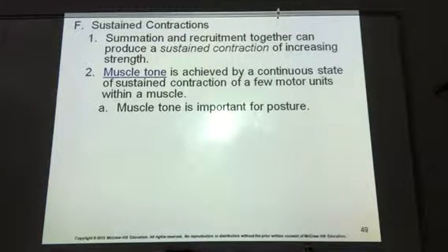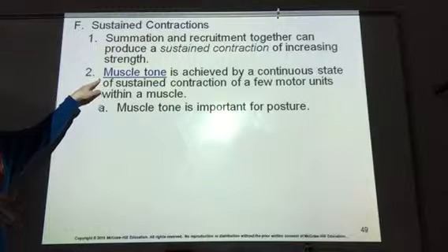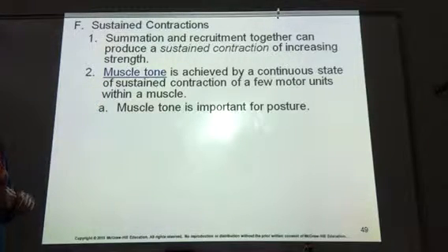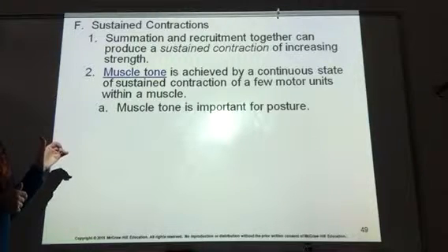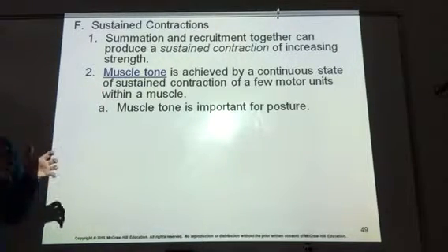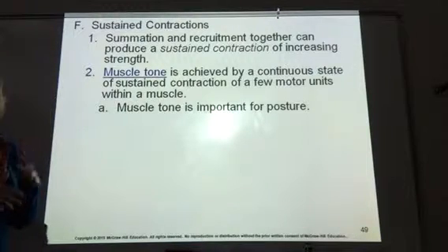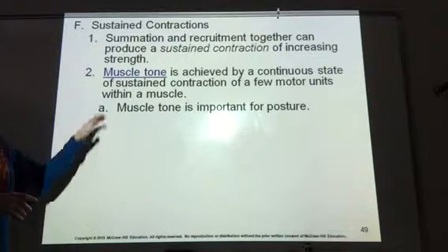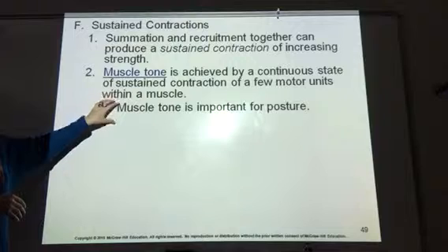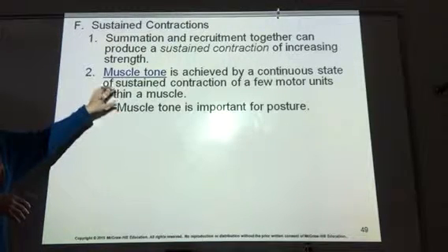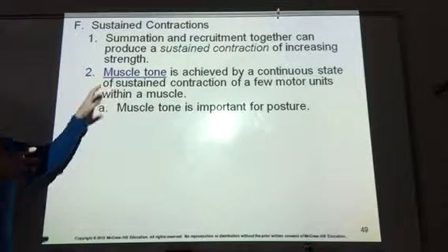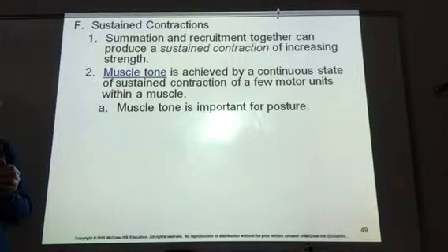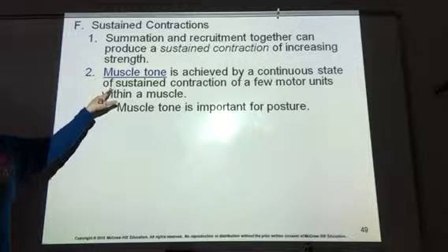So summation and recruitment together can produce sustained contraction of increasing strength. Muscle tone is a natural continuous state of contraction of a few motor units. So, and my kids make fun of me, but I like track, I like to run, I love nice muscular legs. And you can tell in muscle tone, that is something that you naturally have. So muscle tone in your body, those are muscles that are in a continuous state of contraction.